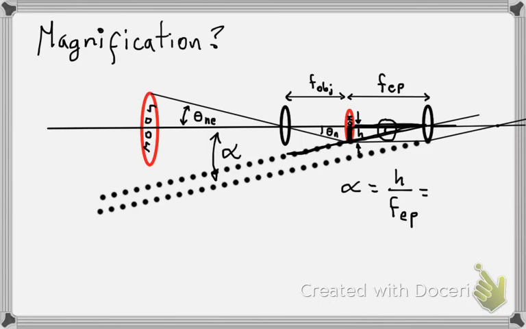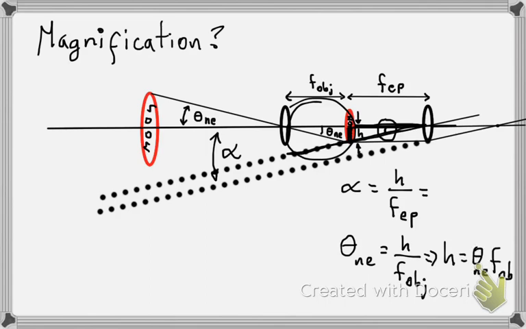So the h, the height of the intermediate image, we can write it in terms of the angle theta NE. If you look at this triangle here, we see that theta NE should be h divided by f obj, the focal length of the objective. So theta NE is h divided by f obj, and we can use that and replace in the above equation. Instead of h, we can write theta NE f obj. So in the numerator we have that, and in the denominator we have FEP.